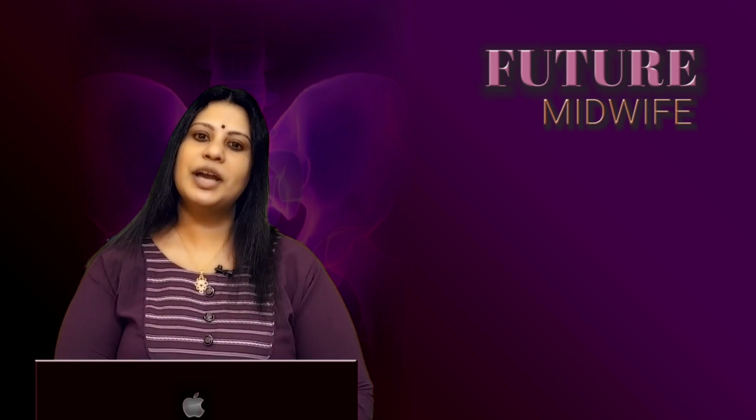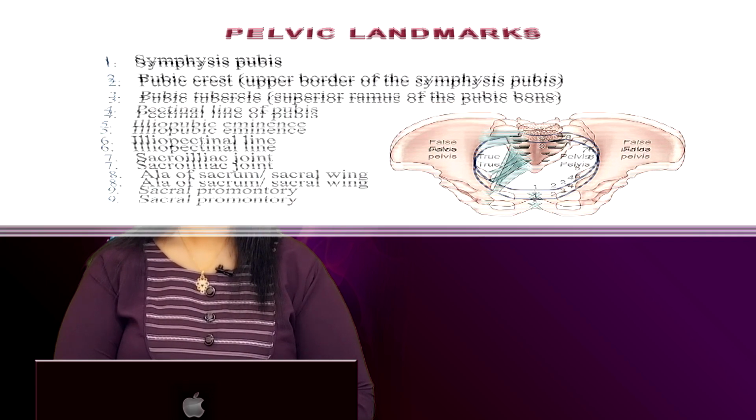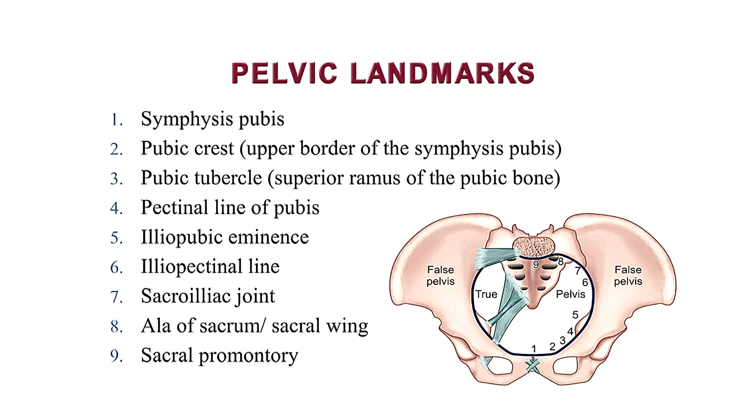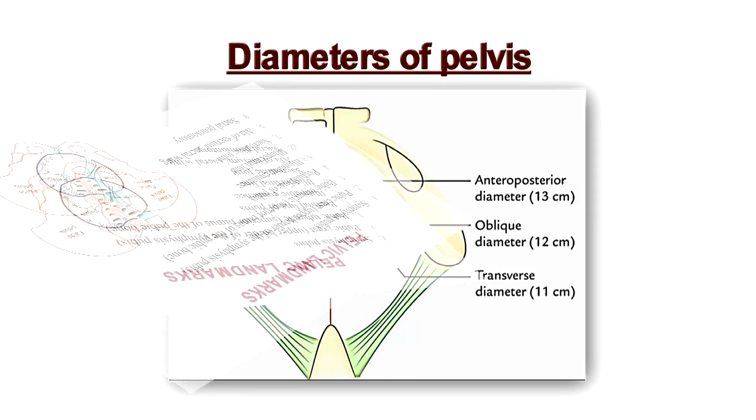The topic of the female pelvis never ends without the landmarks of the female pelvis. There are 9 landmarks of the pelvis. The first one is symphysis pubis. The second one is pubic crest. Third one is pubic tubercle. Fourth one is pectineal line of pubis. Fifth one is iliopubic eminence. Sixth one is iliopectineal line. Seventh one is sacroiliac joint. Eighth one is ala of sacrum or sacral wing. The ninth one is sacral promontory.